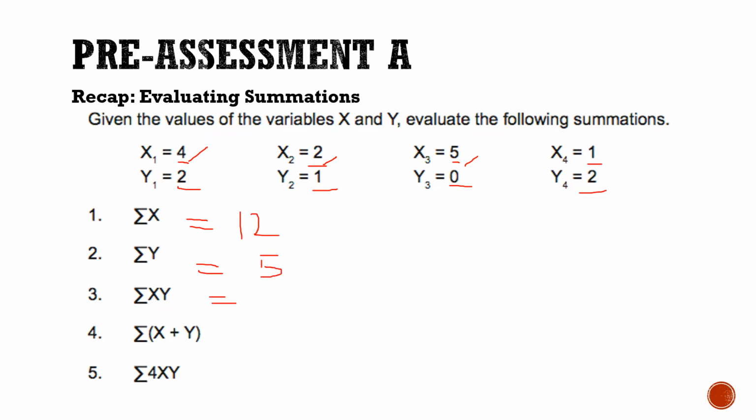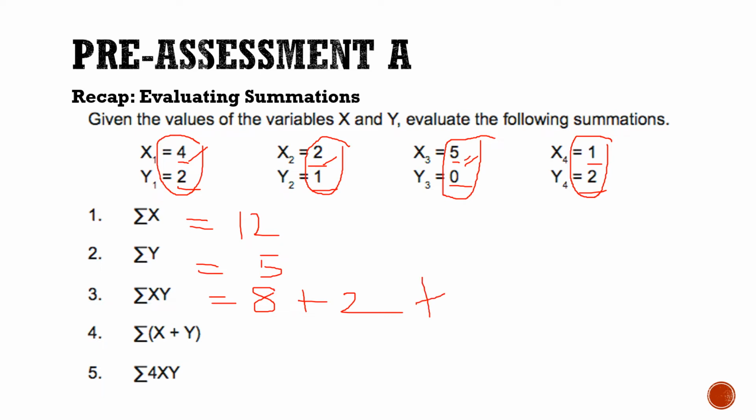For number 3, we're asked to find the value of the summation of xy. We simply multiply x sub 1 to y sub 1, x sub 2 to y sub 2, then x sub 3 to y sub 3, and for the last, we need to get the product of x sub 4 to y sub 4. That will be 8, plus 2, since 2 times 1 is 2, plus 5 multiplied by 0, which is 0, plus 1 multiplied by 2, which is 2. Therefore, the total for the summation of x multiplied by y is equal to 8 plus 2 plus 0 plus 2, or simply equal to 12.